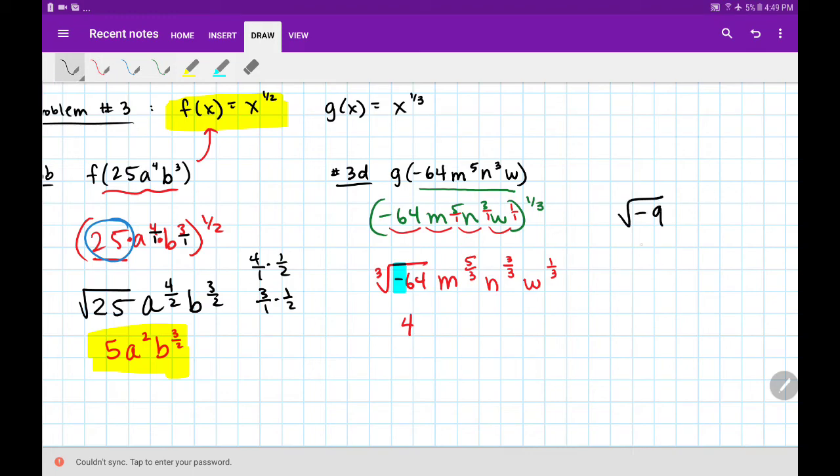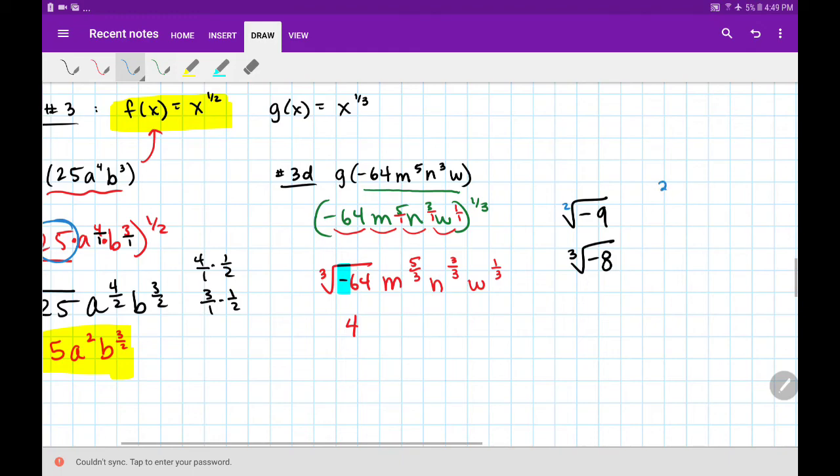If I had the square root of negative 9 versus, let's say, the cubed root of negative 8. Let's look up top first. Is there a number that when you multiply it by itself will give me negative 9? Well, it's not going to be positive 3 because 3 times 3 is positive 9. And it's not going to be negative 3 because negative 3 times itself will also give me positive 9. So the square root of a negative number is going to yield an imaginary solution, 3i.